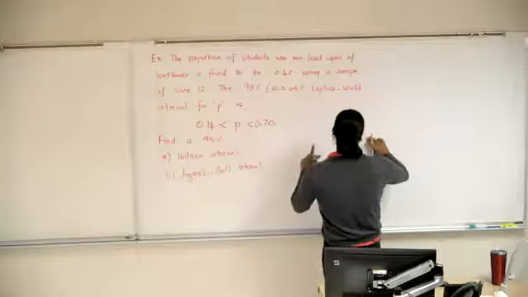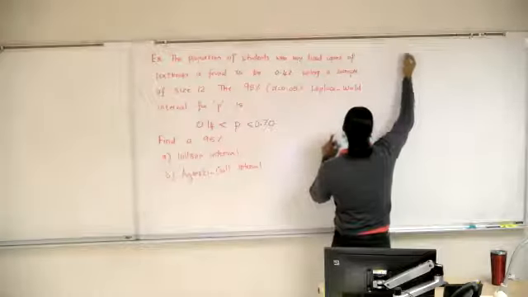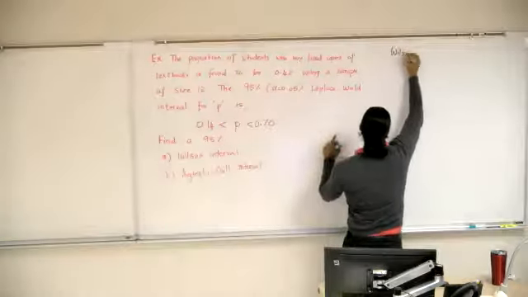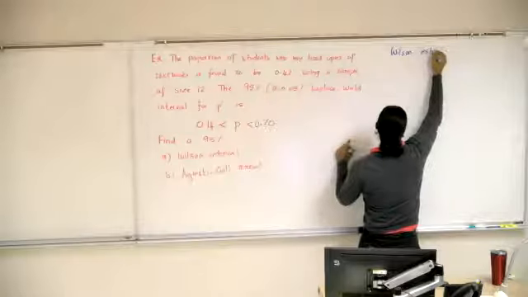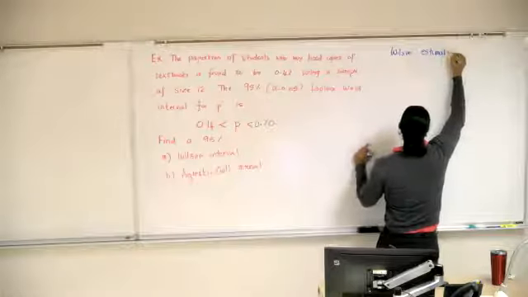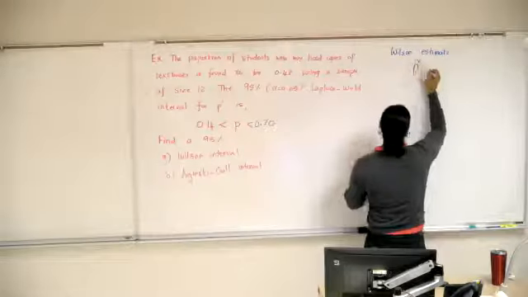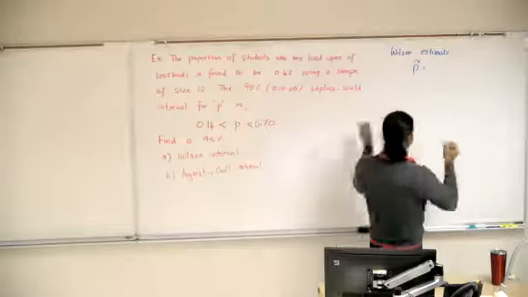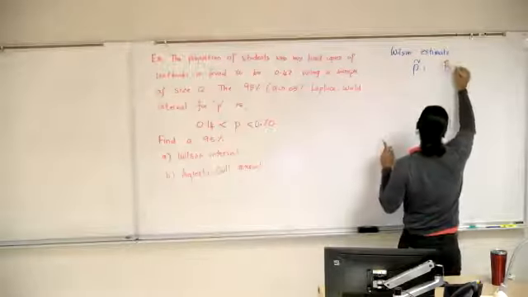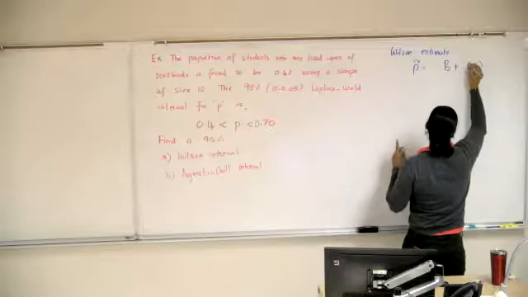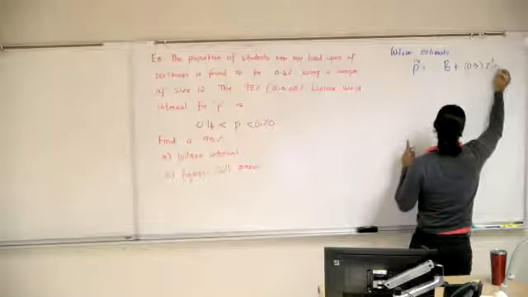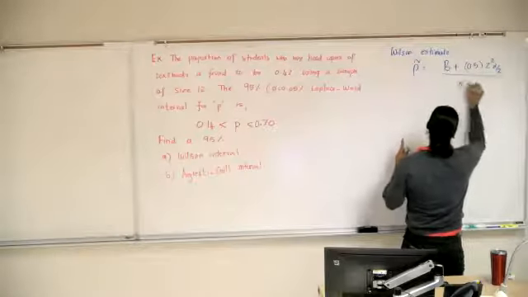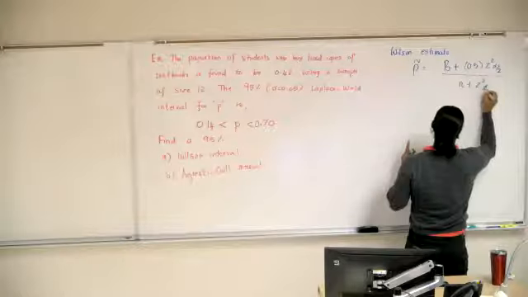So for both of them, we need to find the Wilson estimate, which is P tilde. We know the formula for P tilde. We derived it: B plus 0.5 z squared alpha over 2, over n plus z squared alpha over 2.